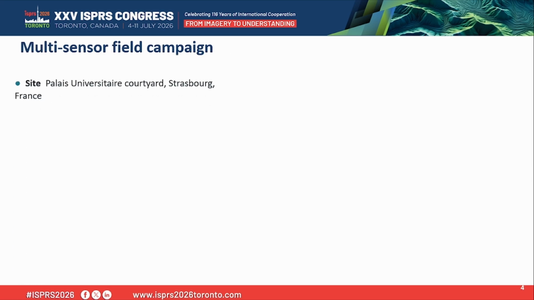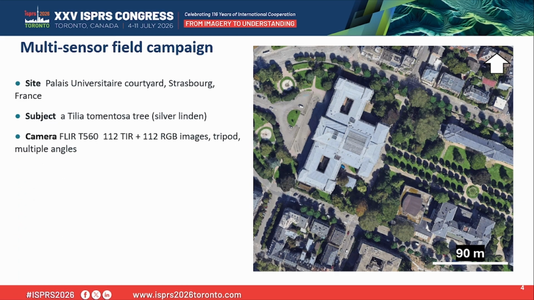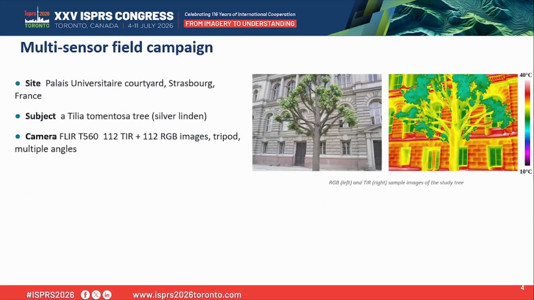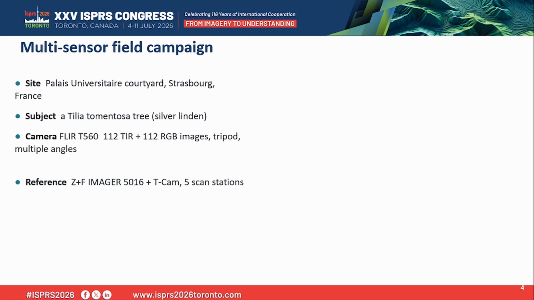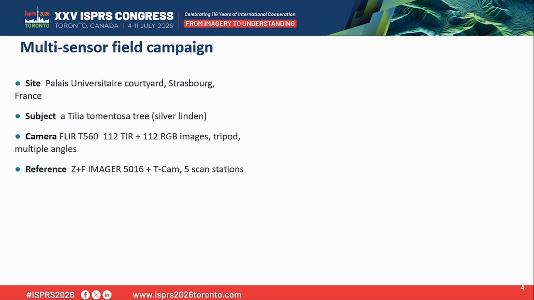Let's move now to the data acquisition campaign. The campaign took place in the courtyard of the Palais Universitaire in Strasbourg, on a single circle window, with acquisition by a FLIR T560 camera, with a total of 112 TIR and RGB images. The reference is a Z+F IMAGER laser scanner with a T-cam mounted on it, with a total of 5 scan stations.